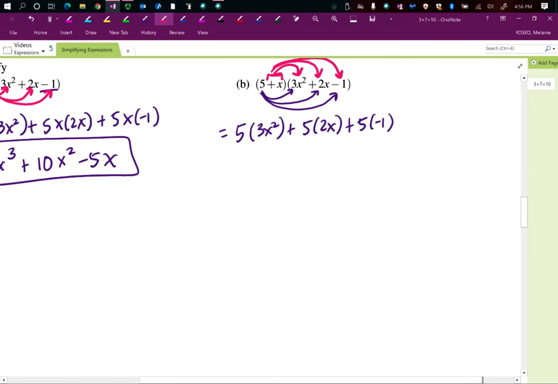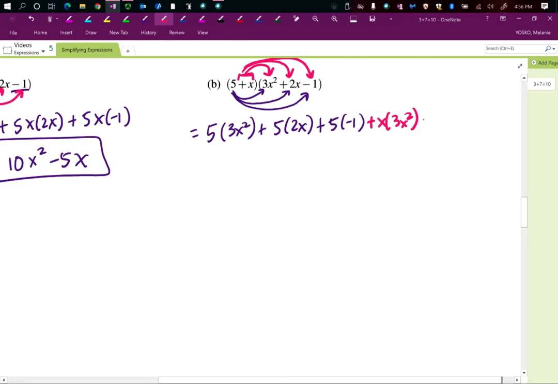Okay, so we're going to do plus x times 3x squared. And then we're going to take another product. We're going to do positive x times 2x. And then we do the last term. Positive x times a negative 1. And keep in mind, if you can do this quickly without showing all these intermediate steps, then you could do that. Go right ahead. So this is 15x squared because I multiply the numbers and then I write the variables.